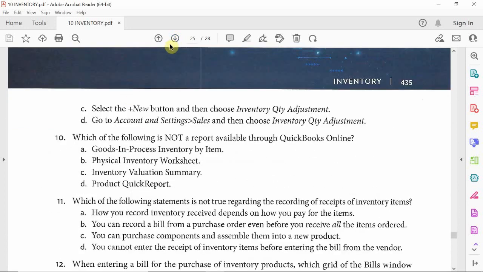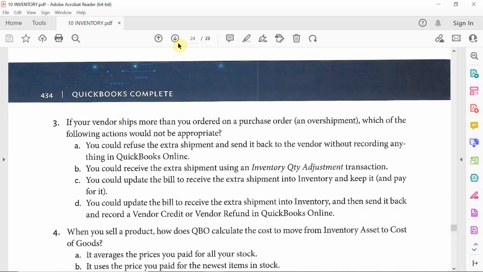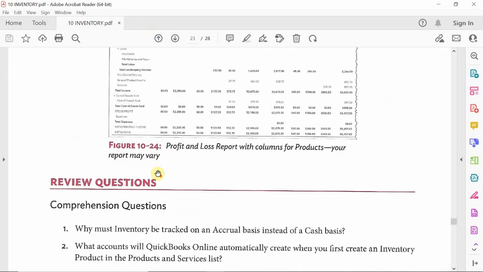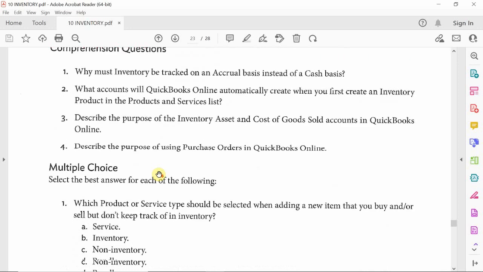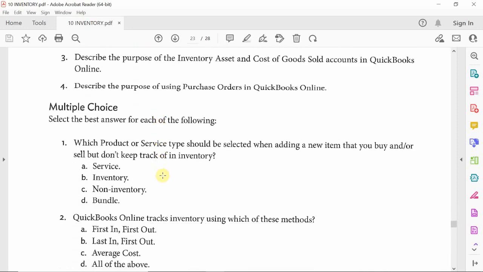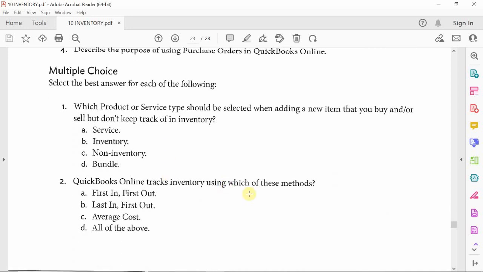Okay. So we're going to go ahead and go over the multiple choice review here. Review questions, multiple choice. All right, your job is to select the best answer for each of the following. Okay, so number 1, which product or service type should be selected when adding a new item that you buy and or sell but do not keep track of?